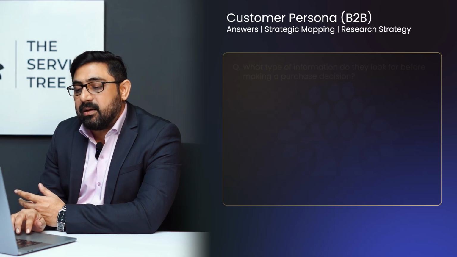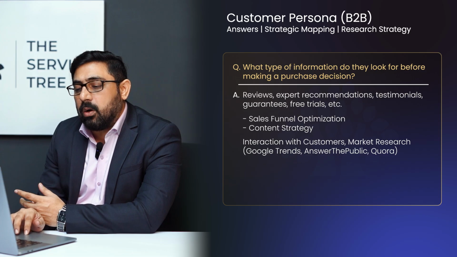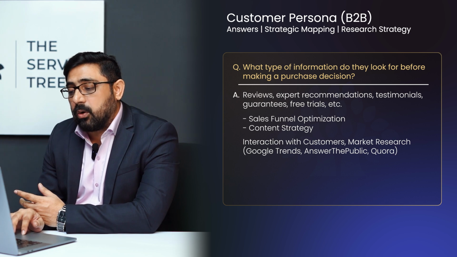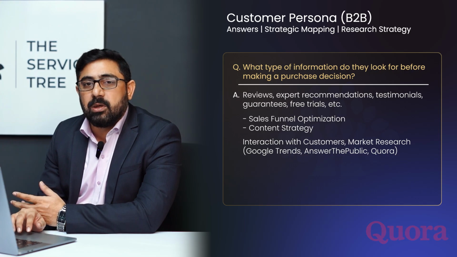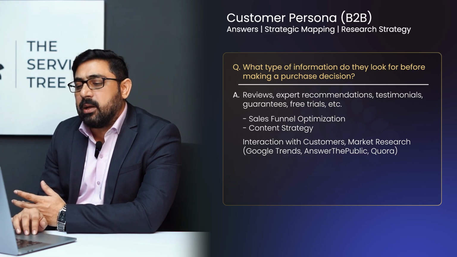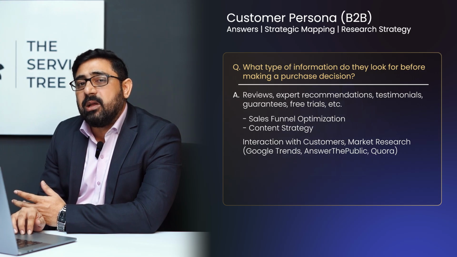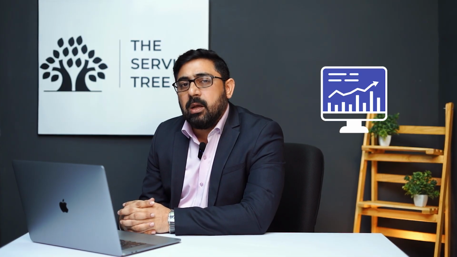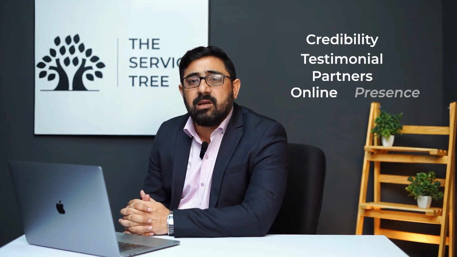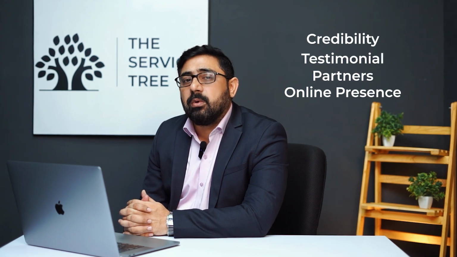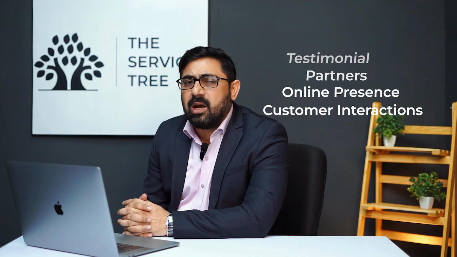Then let's have a look at A13. What type of information do they look for before making a purchase decision? So you interact with the customers, or you can also do market research on Google Trends, Answer the Public, Quora, and you will see a lot of answers over there. From there, you can also make a very good estimation of what type of information they look for before making a decision. For instance, if they are looking for a marketing agency service, they will be looking for: credibility of the company, previous customers, testimonials, existing partnerships, your presence on certain digital platforms, your regular interaction with your customers, and so many other things.